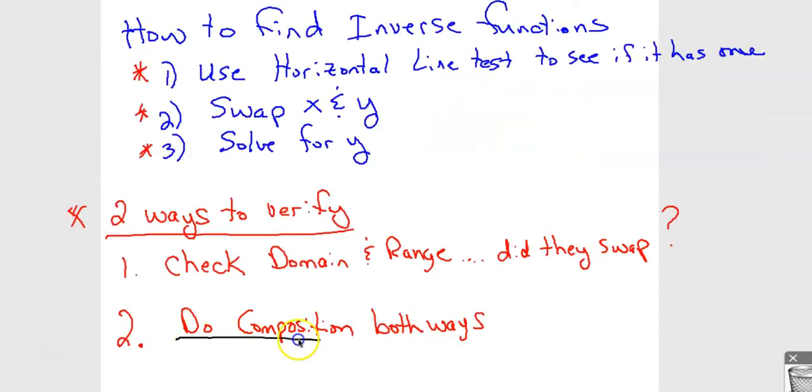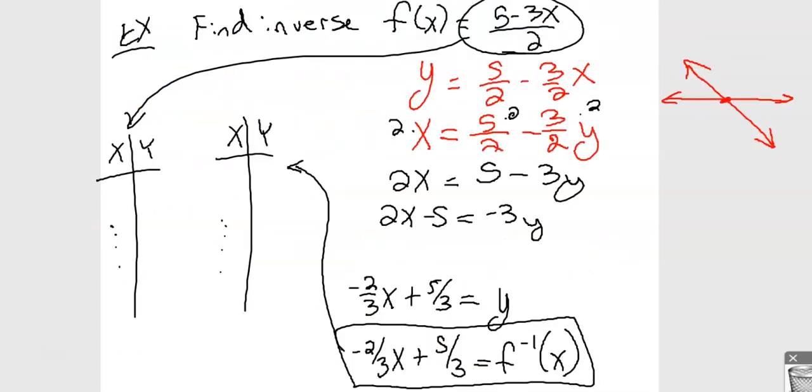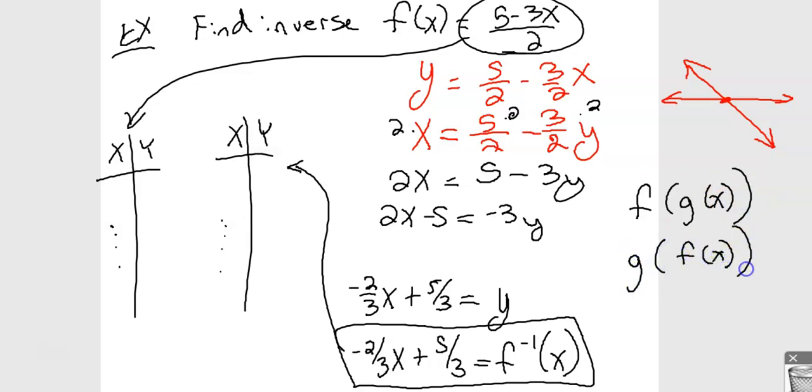The other way to do it is do the composition both ways. We just got done doing that lesson, so you would literally do f of g of x. In other words, plug g of x into f, and then likewise plug f into g. And if both of those work, like once you solve that, you get x, you get that true statement, then you're going to see that they are inverse functions of one another. So there's two ways to verify it, and that's how to do inverse functions.